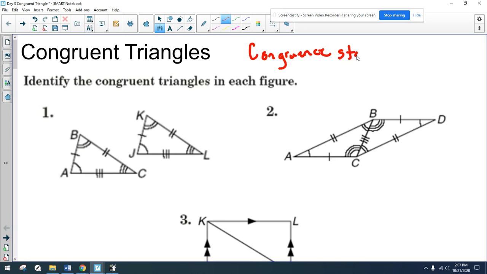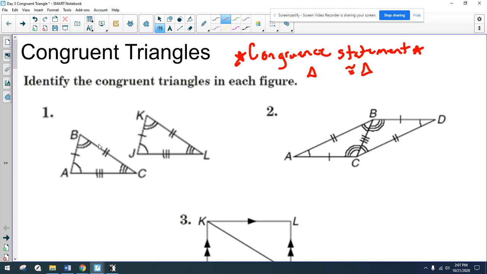So you're going to see this a lot. A congruence statement means you're going to say triangle yada yada yada is congruent to the other triangle. That's what a congruence statement is. So they're going to ask you for that all the time. For some reason, these directions just say identify the congruent triangles. It's the same directions. Usually you're going to see this.